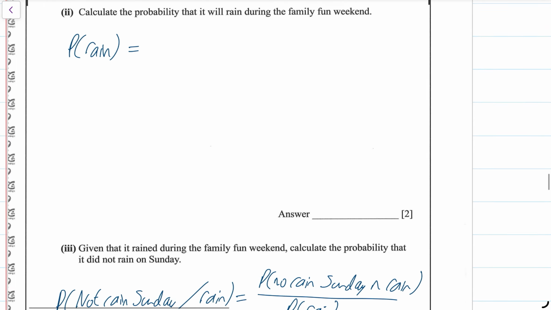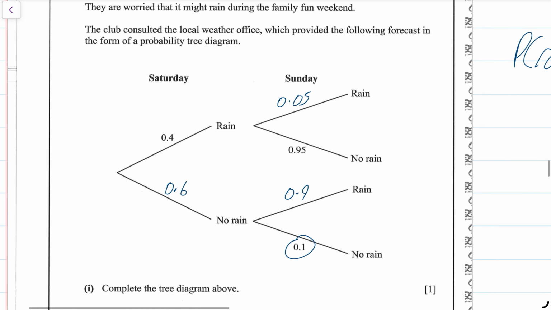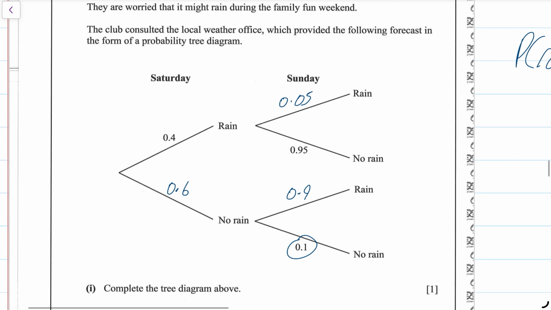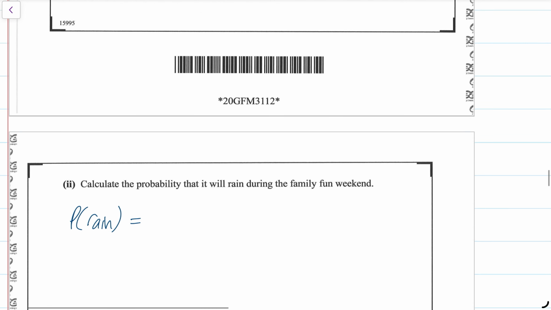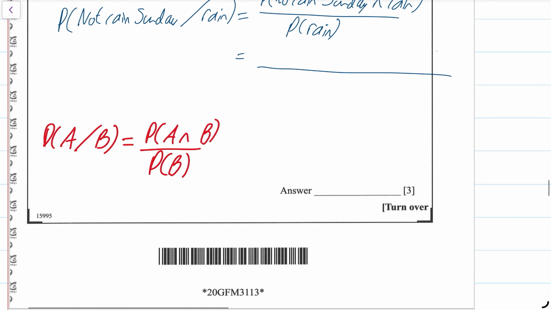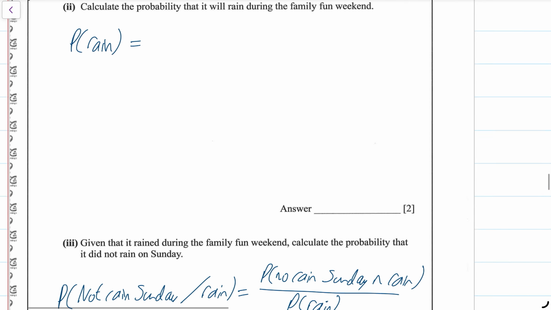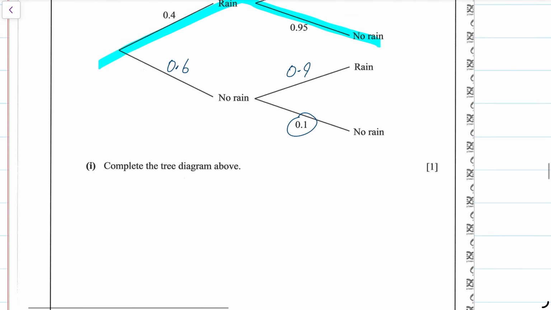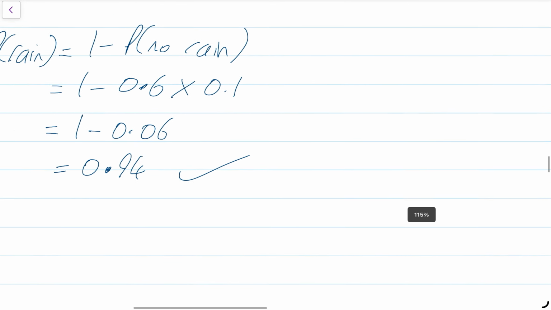So we've got to find this top line first. So no rain on Sunday and it rains. The only way there's no rain on Sunday and it rains is just going to be that one. That's the only way you can get no rain on Sunday and it raining. It has to rain on the Saturday then. So it has to rain on Saturday and no rain on Sunday. So 0.4 times 0.95, let's just write that in. 0.4 times 0.95. And then the bottom line is the probability it rained, and we worked that out somewhere to be 0.94.